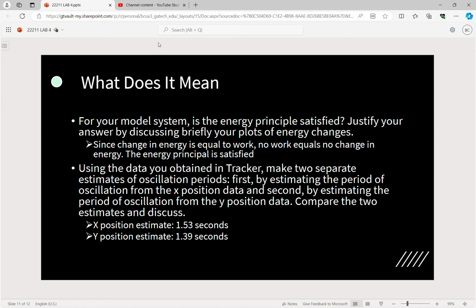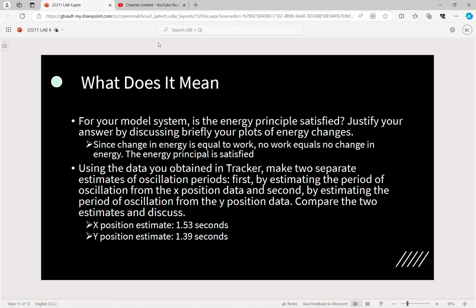And what does it mean? The what-does-it-mean question for our model system: is the energy principle satisfied? Justify your answer by discussing briefly your plots of energy changes. I decided that since change in energy is equal to work, no work equals no change in energy, so the energy principle is satisfied. It's basically just one of the formulas we're referring to, and since the surrounding work equals 0, change in energy also equals 0.